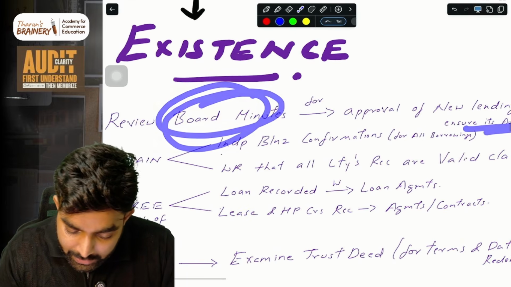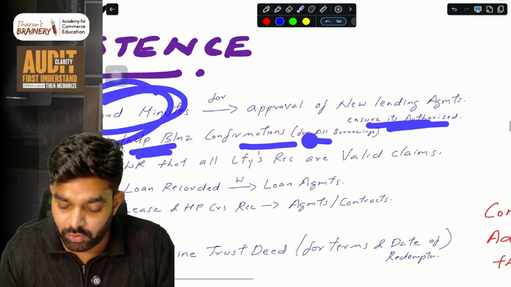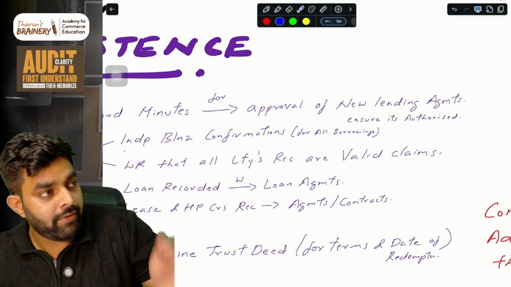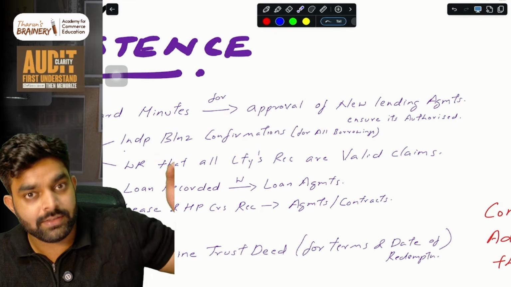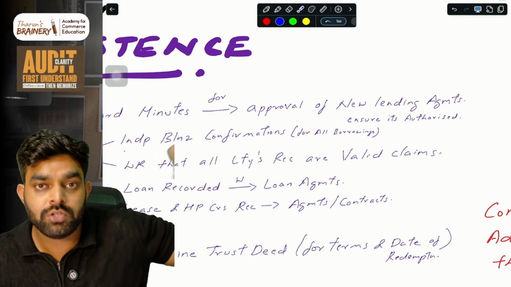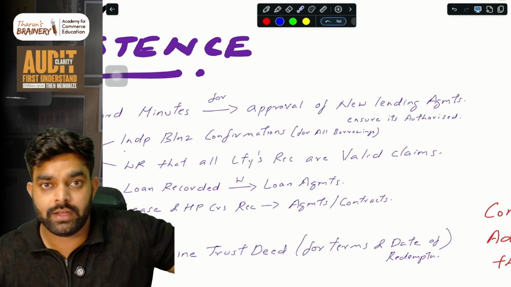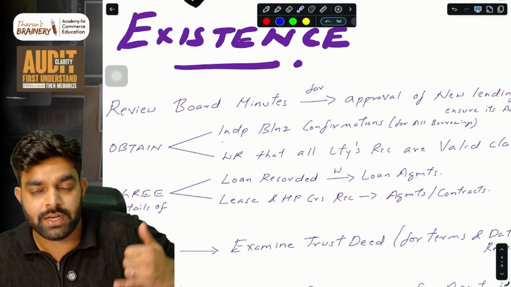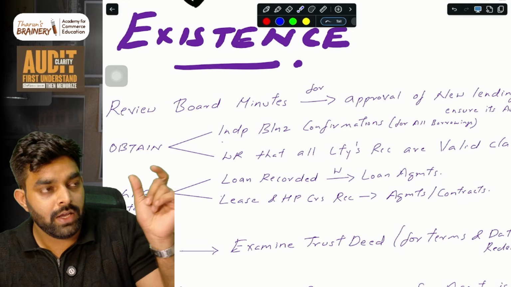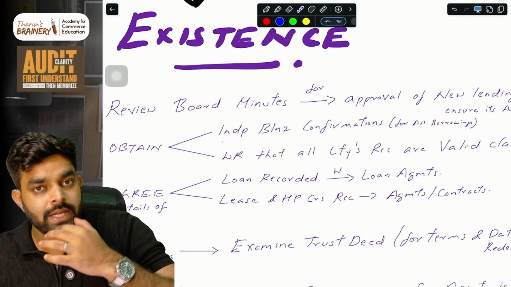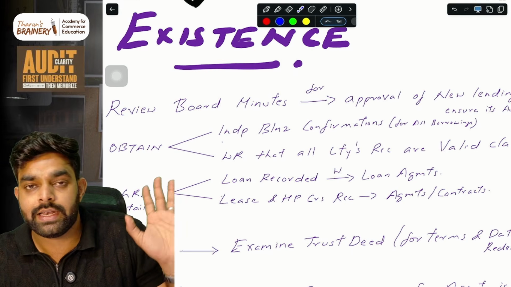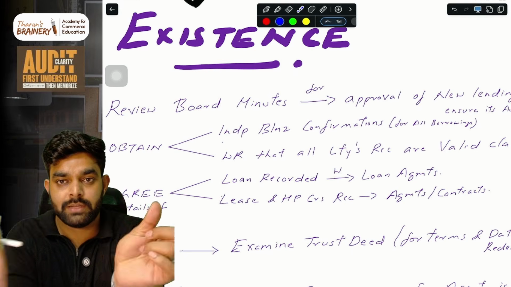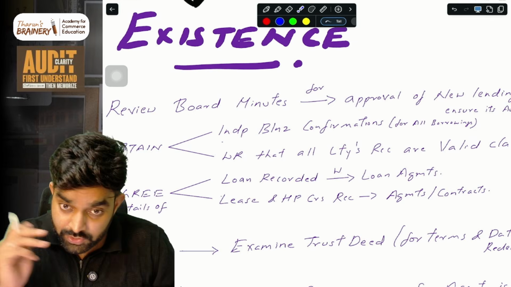Then obtain independent balance confirmation for all the borrowings. The company has 10 loans from different banks and different people. For all the 10 loans, you have to obtain individual balance confirmations from that lender. Ask the lender, I am the company's auditor, I need a balance confirmation. They will write on a piece of paper that the closing balance on 31st March, the outstanding balance of this loan, is say 13 lakhs. So make sure that whatever is written in the confirmation is there in the financial statements, and the same figure is there for each loan. Each loan-wise you have to check.